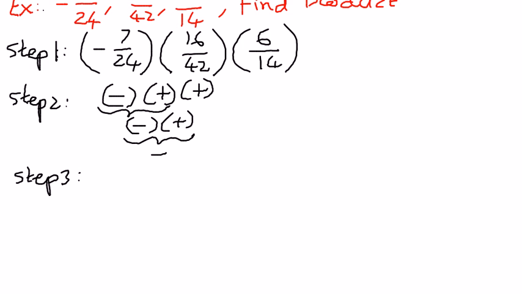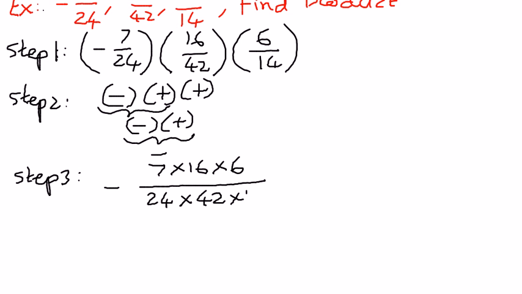So now we're going to multiply all the fractions together. We multiply the numerator parts, multiply the denominator parts, and then put it as follows. And then all of that will be with a negative sign. So 7 times 16 times 6 divided by 24 times 42 times 14.